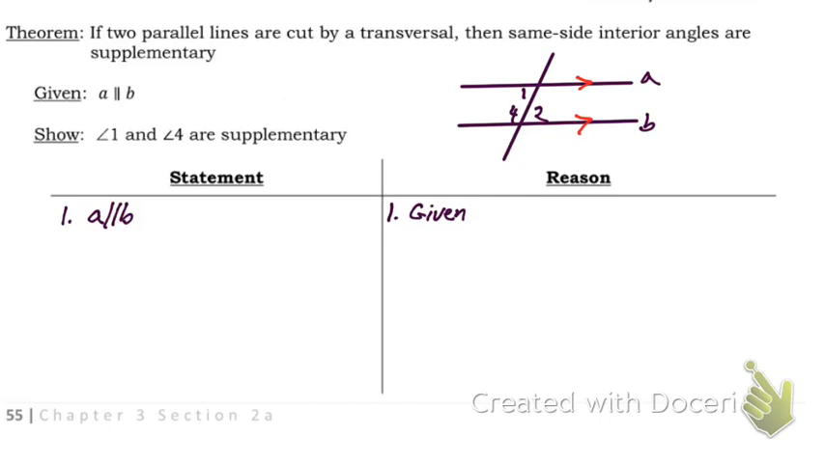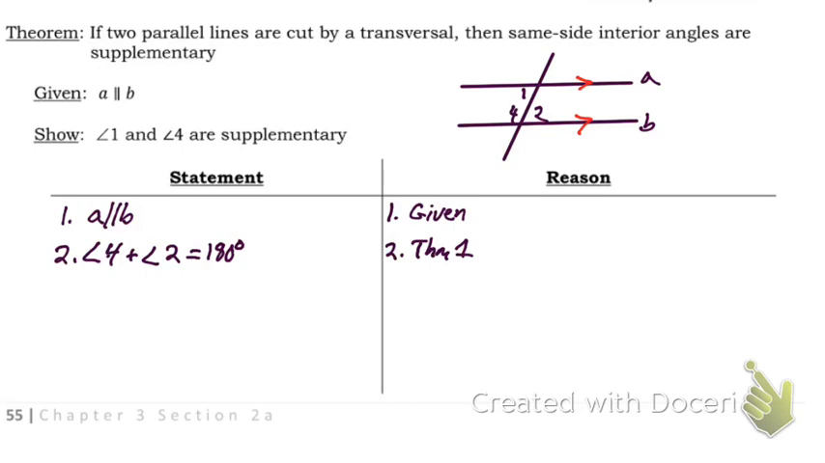Yeah. I know the next step. Cool. What's the next step? Well, angle 4 plus angle 2 equals 180 degrees because of theorem 1. Okay, angle 4 plus angle 2 equals 180 degrees. Step 2 is because of theorem 1. Let's see if that makes sense in the flow of this.